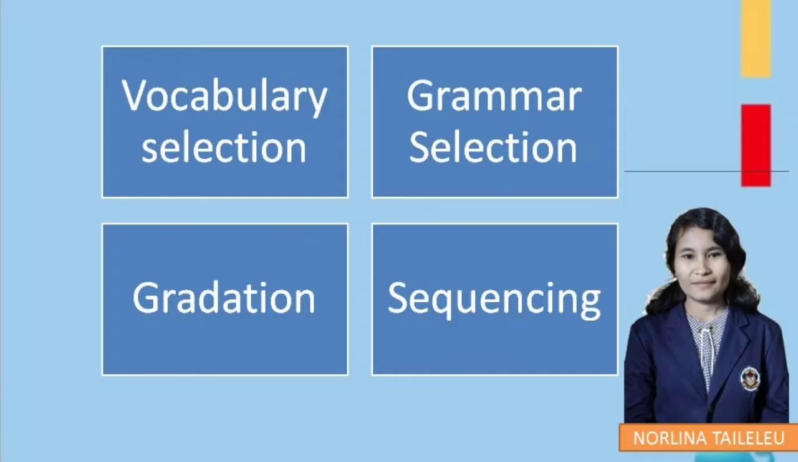I'm Norlina. I want to explain about vocabulary selection, grammar selection, gradation, and sequencing. Vocabulary selection. Wilkins, 1976, stated the first attention of methodology is on vocabulary because the use of everyday language is different from the vocabulary that students find in reading text.